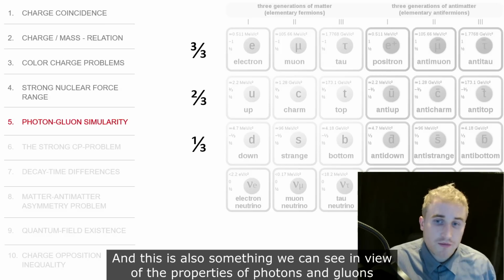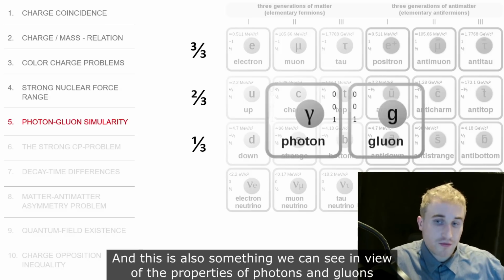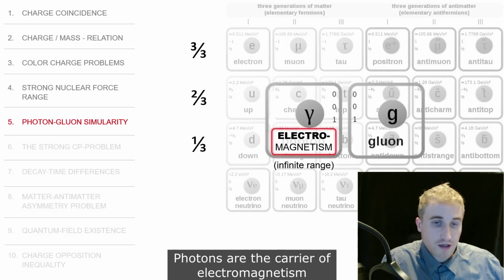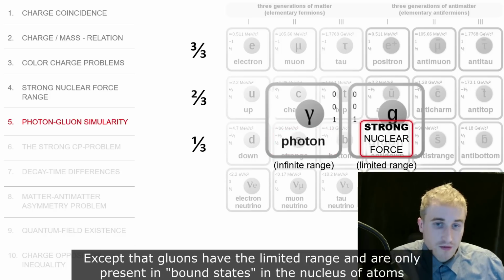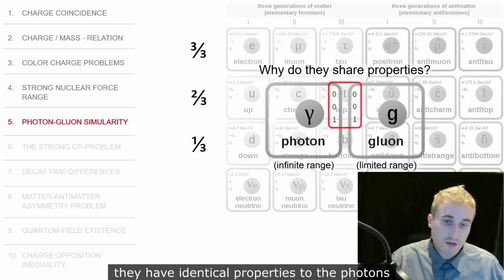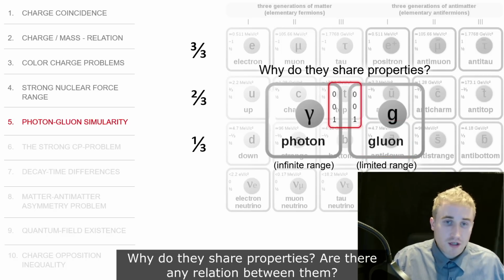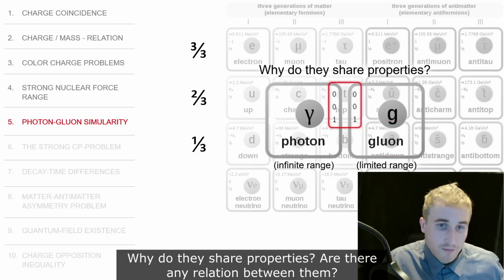And this is also something we can see in view of the properties of photons and gluons. Photons are the carrier of electromagnetism and gluons of the strong nuclear force. Except that gluons have the limited range and are only present in bound states in the nucleus of atoms. They have identical properties to the photons, so why do they share properties? Is there any relation between them?